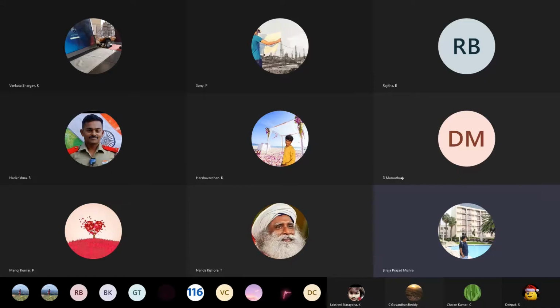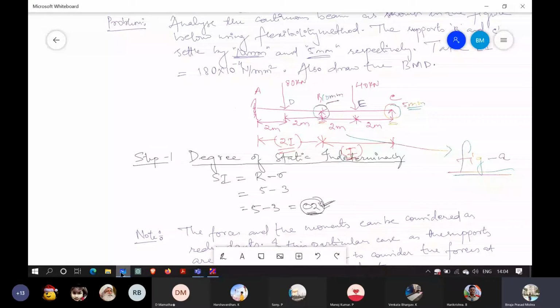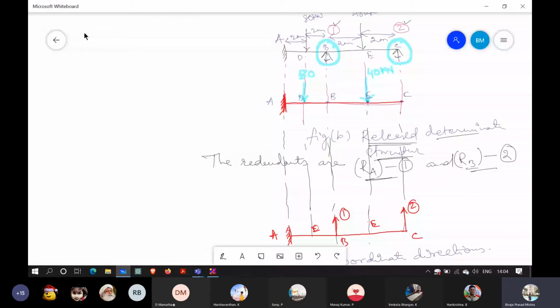Like the analysis of a continuous beam which is having a sinking of support. This we were doing in the previous class, and in the previous class we have completed till the calculation of the moments. This one we completed. So now what we are supposed to do, we will use this table and we will calculate the different matrices.